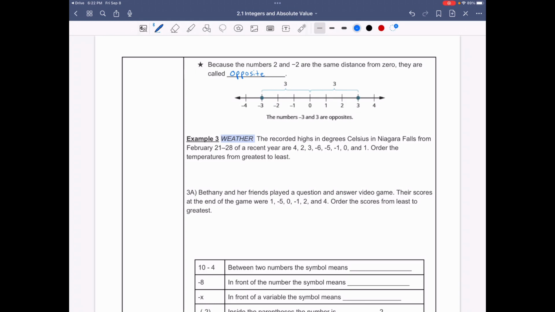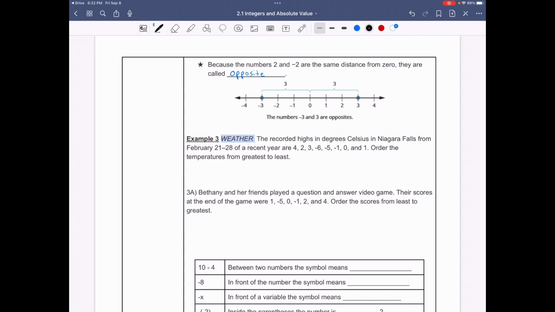On example 3, we're talking about weather. The recorded highs in degrees Celsius in Niagara Falls from February 21st through 28th of a recent year are 4, 2, 3, -6, -5, -1, 0, and 1. Order the temperatures from greatest to least. Okay, so the positive numbers are going to be more than the negative numbers, right?